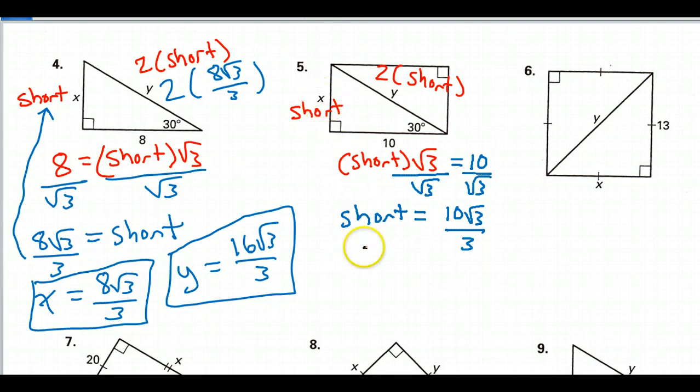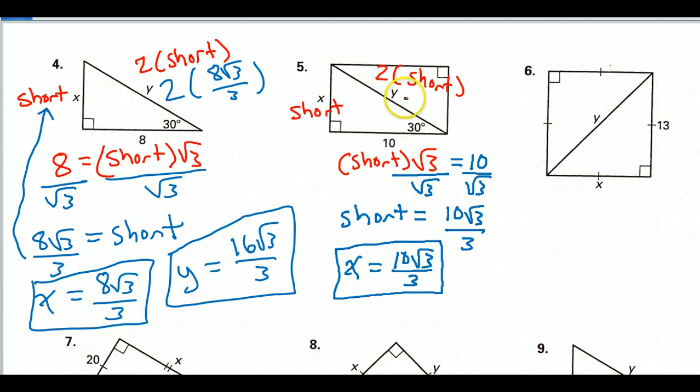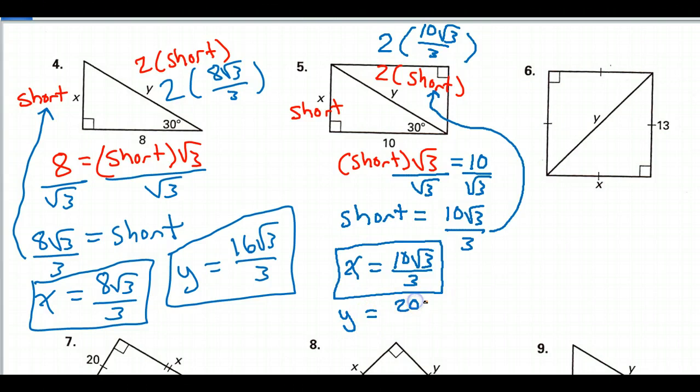So again, x is the short side, so that gives us x, and y will be double that. So the y value will be 2 times 10 radical 3 over 3. Okay, basically just plugging this in right here. 2 times 10 is 20, so y is going to equal 20 radical 3 over 3.